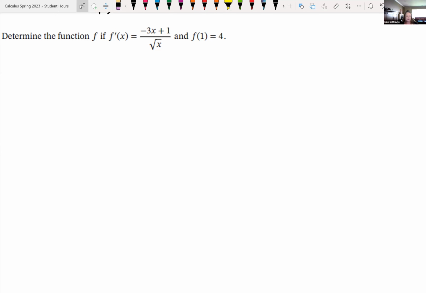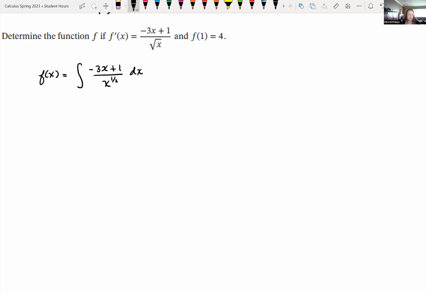Okay, so we're given the derivative function, and if we take the antiderivative of the derivative function, that would give us our original function. And so we know that f of x is going to equal the antiderivative of f prime of x, which is equal to (-3x + 1) all over the square root of x. So I'm going to rewrite this a little bit. Square root of x, I'm going to rewrite as x to the 1/2 power, dx.